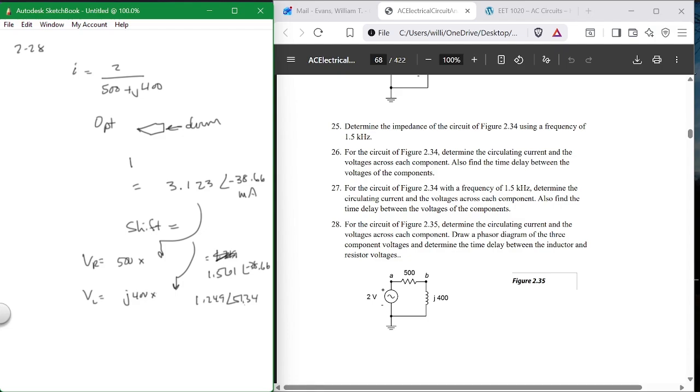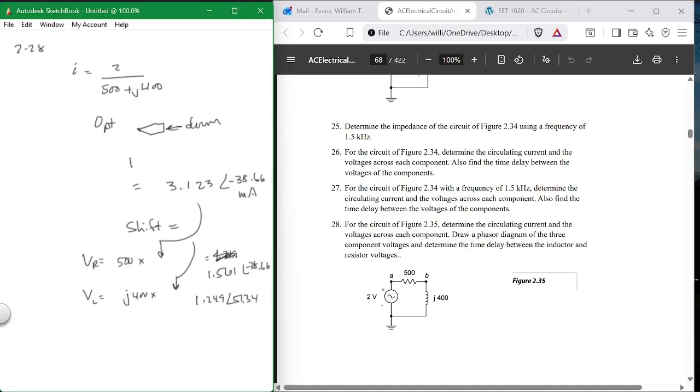Notice the difference between here and here is what? 90 degrees. It doesn't always work that way, but it does here, okay? So the inductive voltage leads the resistive voltage by 90 degrees. All right? Any questions about that?